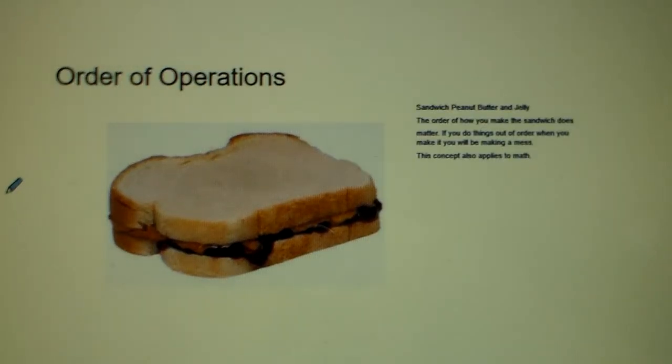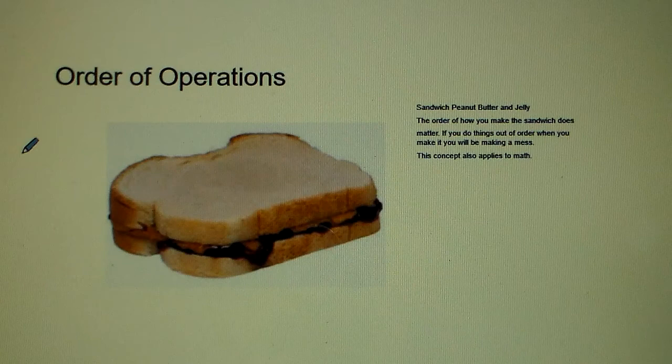Alright, moving on. Order of operations. Order of operations is important, just like putting together a peanut butter and jelly sandwich. You can't just take out the peanut butter and add the peanut butter and the jelly together first and then put the bread. You first have to lay out the bread. Then you have to either put on the peanut butter and then put on the jelly and then put your last piece of bread on.